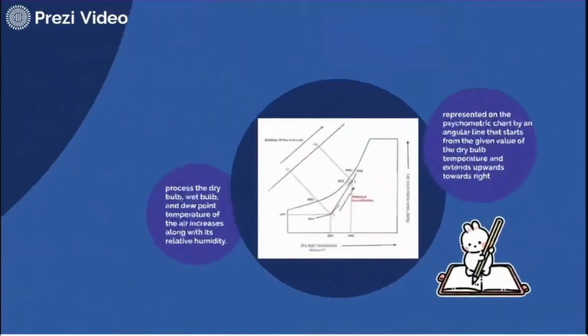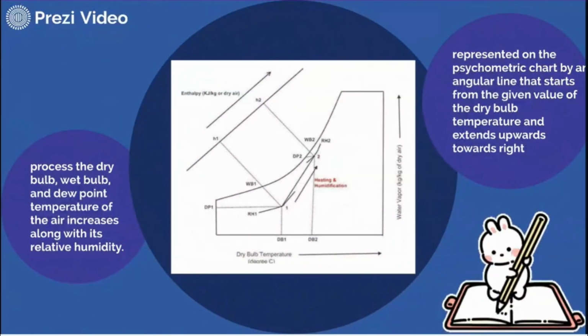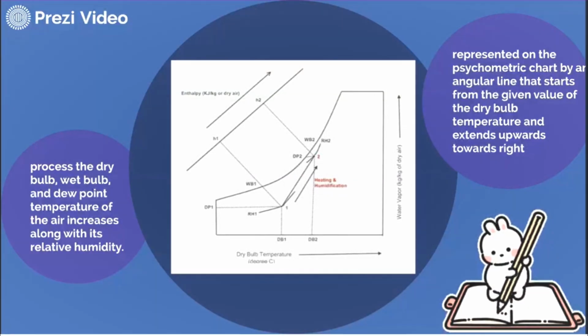During the heating and humidification process, the dry bulb, wet bulb, and dew point temperature of the air increase along with its relative humidity. The process is represented on the psychrometric chart by an angular line that starts from the given value of the dry bulb temperature and extends upward towards the right.